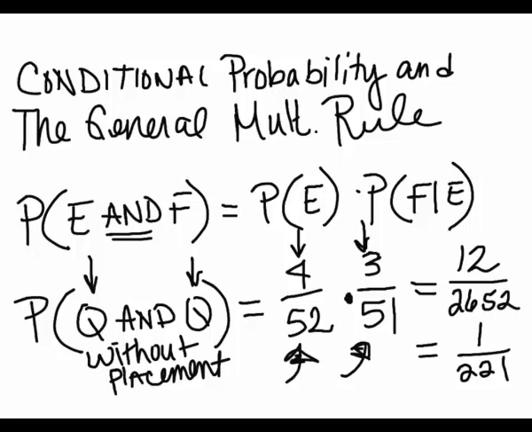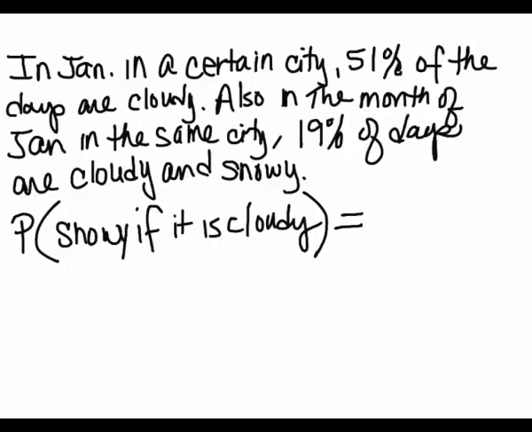Okay, so let's try a couple more problems. Okay, so let's take a look at this problem. In January in a certain city, 51% of the days are cloudy. Also, in the month of January in the same city, 19% of days are cloudy and snowy. So what is the probability that it's snowy if it's cloudy?